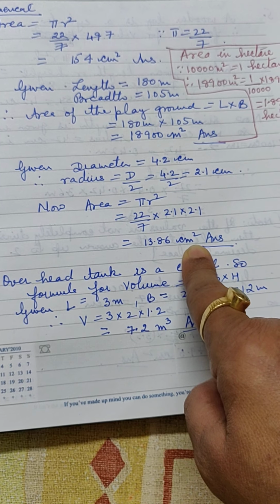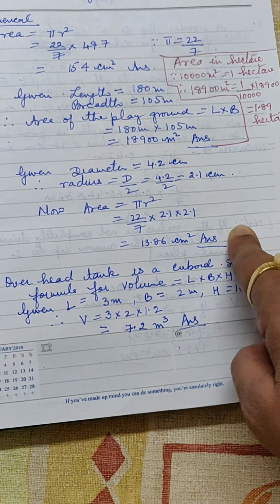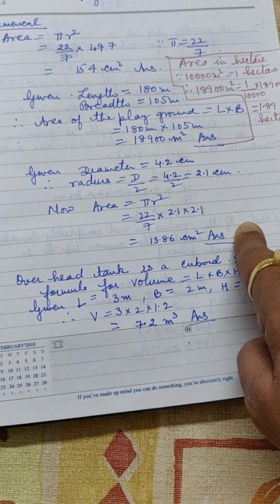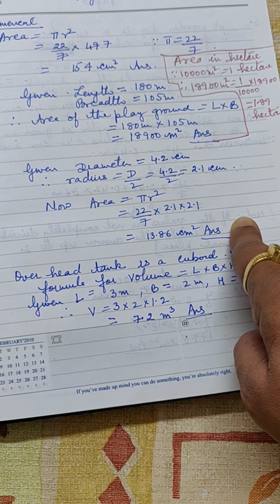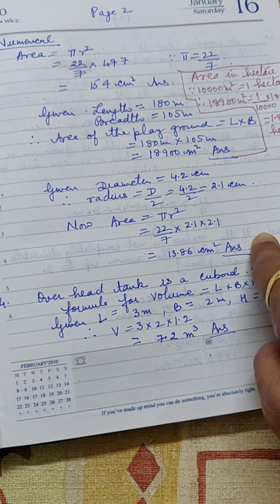Again, direct formula application. Only you have to understand here that if the diameter is given and you have to calculate the radius, then what you have to do? Divide the diameter by 2 and your answer for the radius comes. Next we come up to the fourth question.